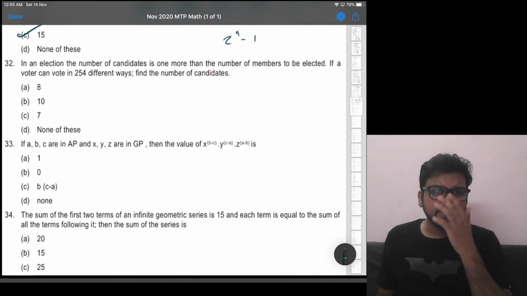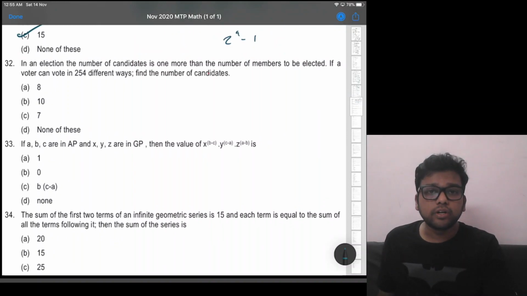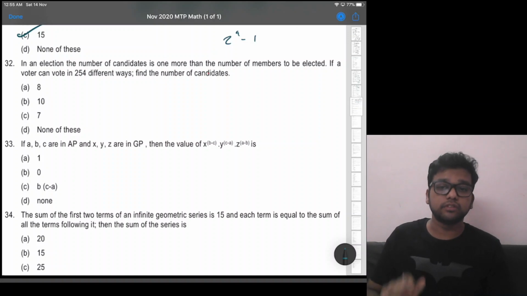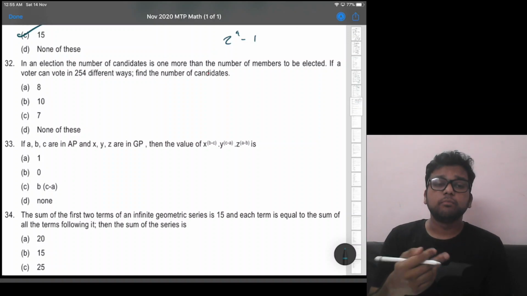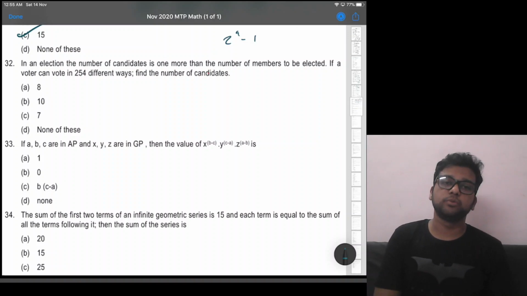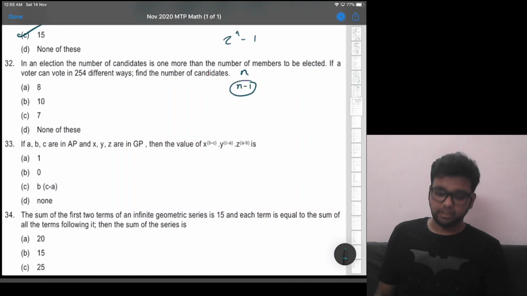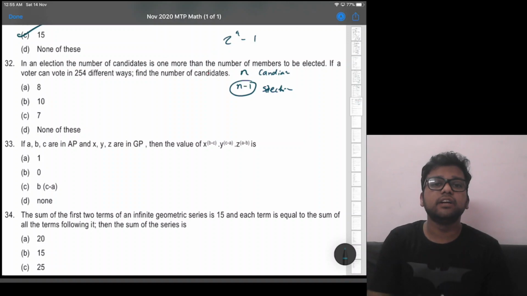Next, in an election, the number of candidates is one more than the number of members to be elected. If a voter can vote in 254 different ways, find the number of candidates. Now you have to read this carefully. Concentrate very carefully. If the number of candidates is n, then the number of members to be elected should be n minus 1. That means there are n candidates and n minus 1 selections.